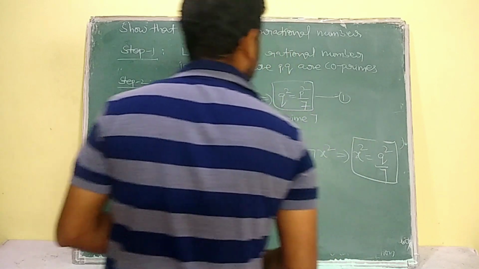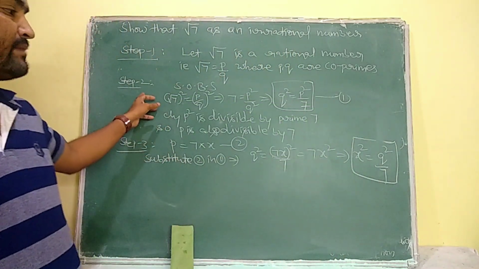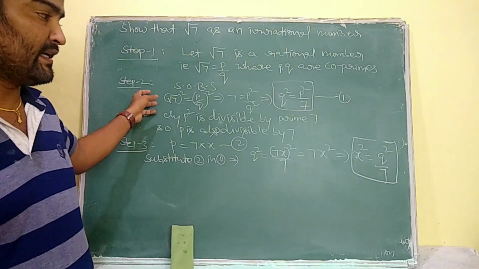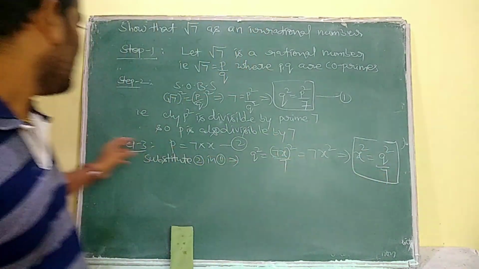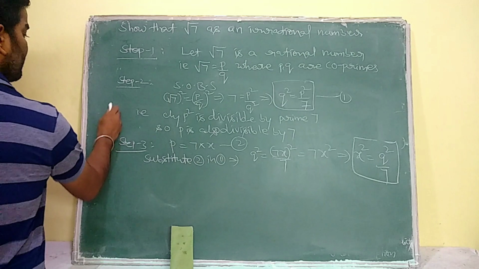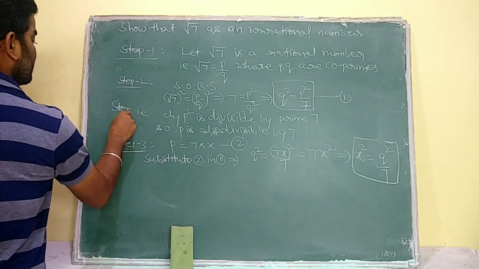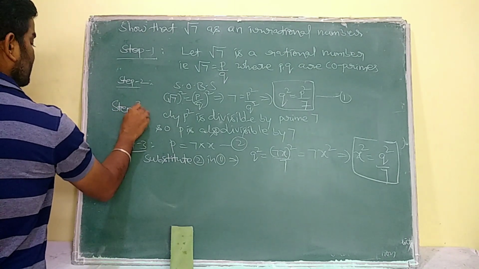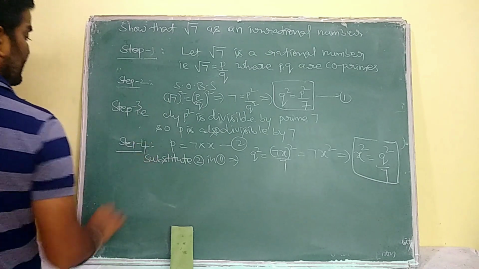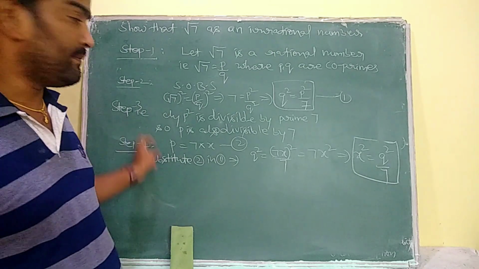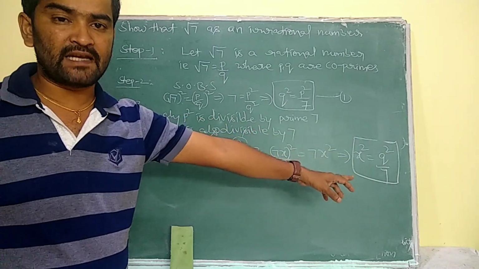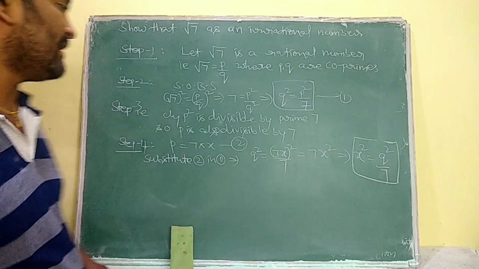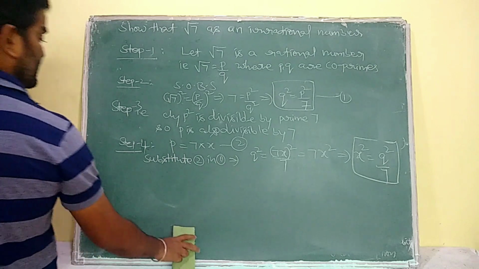Now just observe this one. Again, this step 2 is going to be repeated here. So x square is equal to q square by 7 means, sorry, this is step 3. This is step 4. And this step 3 again is going to be repeated here. Why? Because see, that q square is divisible by the prime 7. So that q is also divisible by the same prime 7.